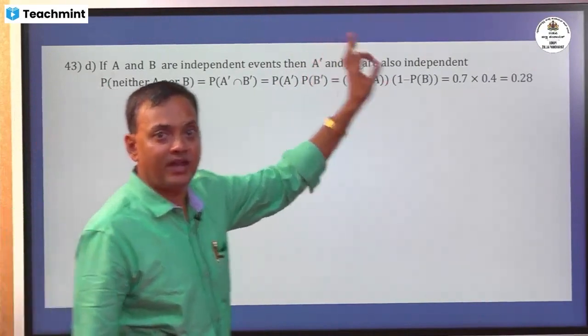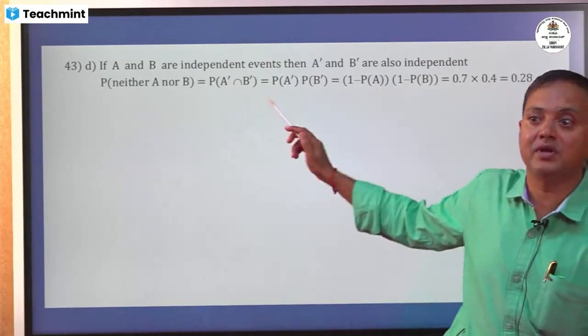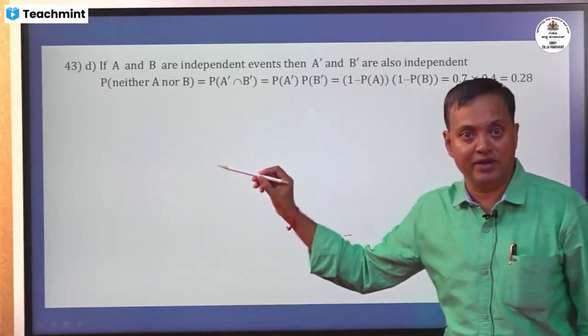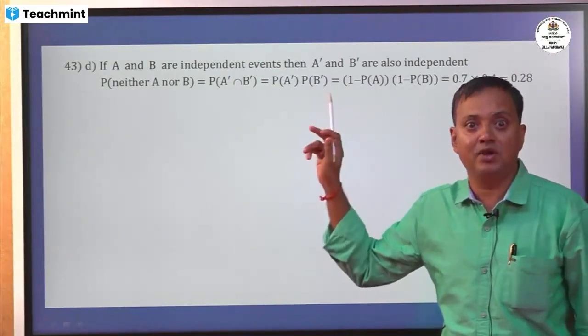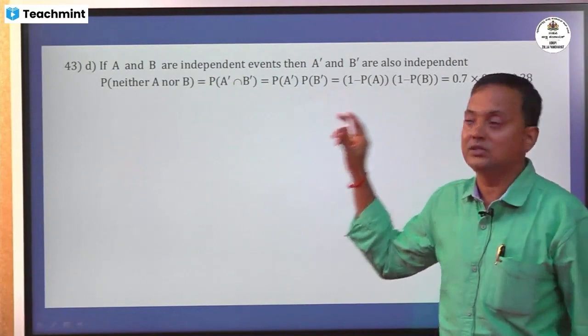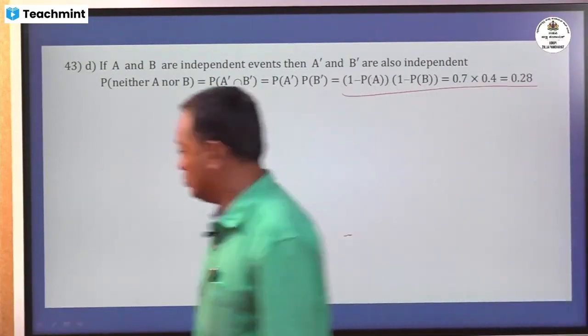So what I have already explained: A and B are independent, then A dash and B dash are also independent, then probability of neither A nor B is P of A dash intersection B dash. For independent events, this is equal to P of A dash into P of B dash. So substituting, we get the answer 0.28.